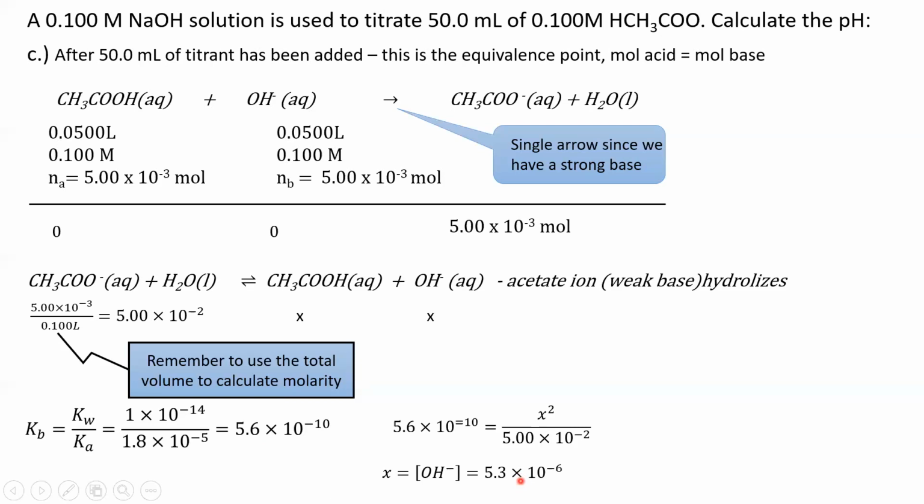5.3 times 10 to the minus 6 is the hydroxide concentration. So 5.276 is the pOH. That means 8.724 is the pH. Three significant digits means three decimal places. So now, this would be the equivalence point.